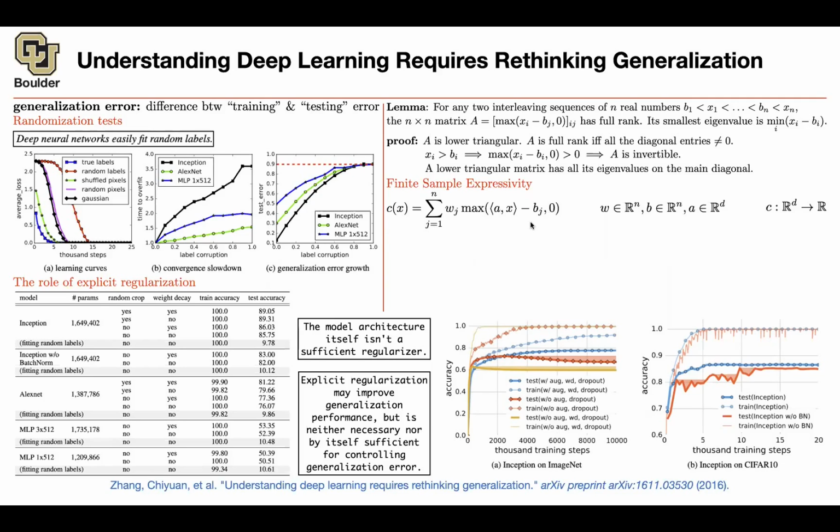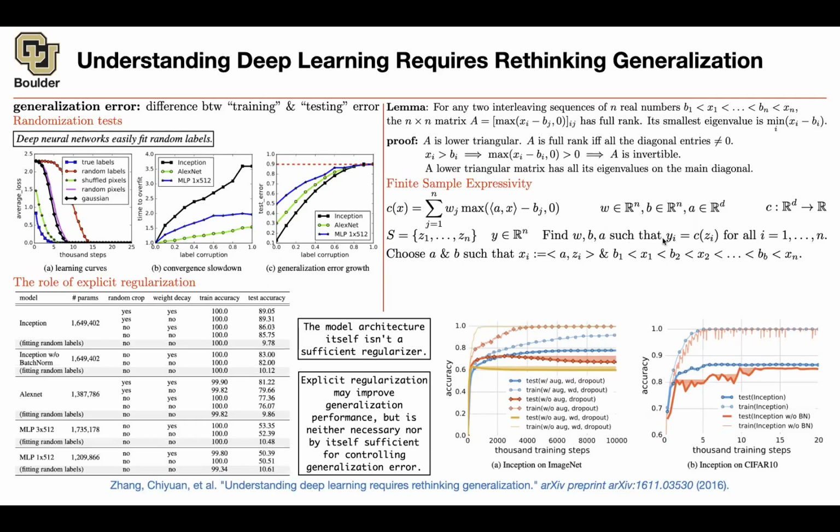And this network is going to overfit our data. Why is that? So this is our data, z1 up until zn. And we are going to try to find w, b, and a such that yi is c of zi. So how can we do that? Because if we manage to do that, our network is overfitting. You can choose a and b in this fashion. This is just a definition. You're going to say my xi is a times zi. So it's that term. And that's going to be a scalar.